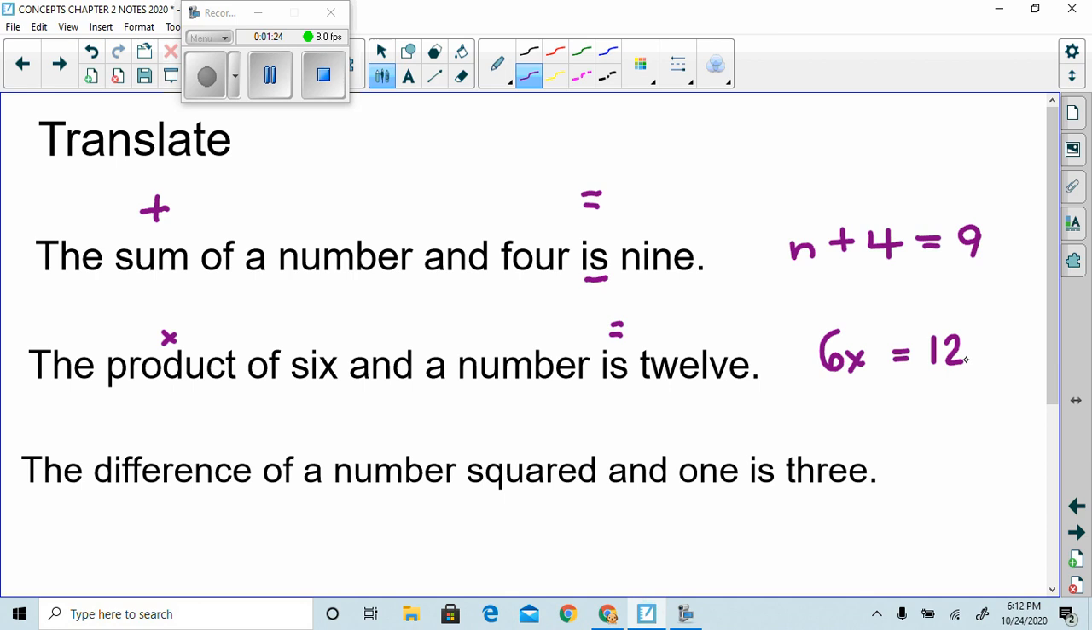The difference of a number squared and 1 is 3. The difference means we're subtracting. The difference of a number squared and 1 is 3. And there are just a couple quick translations, and like I said, we'll do a few from time to time just to keep this skill fresh.